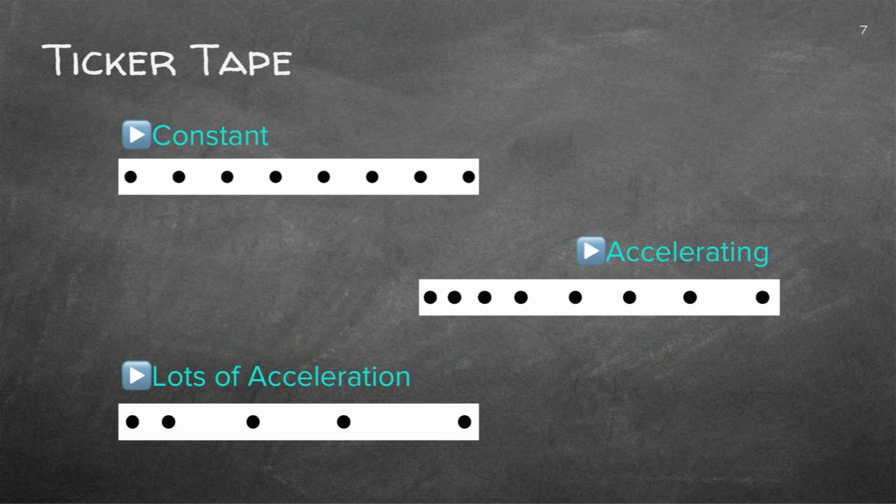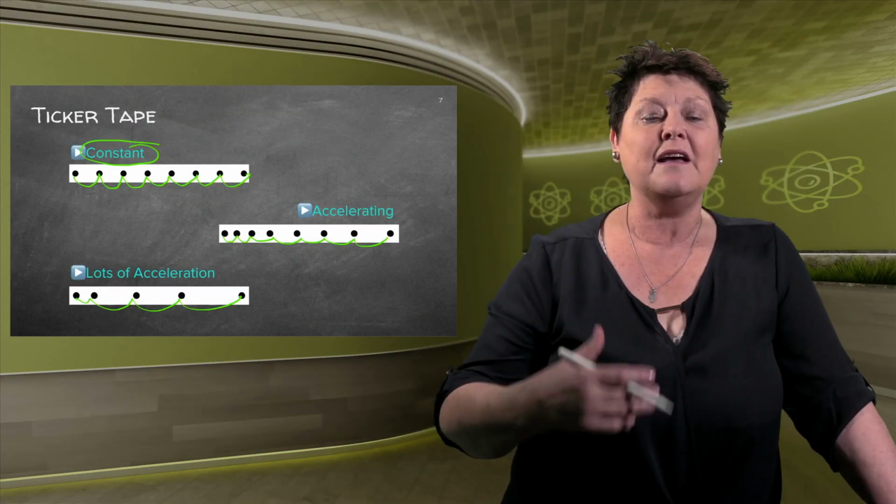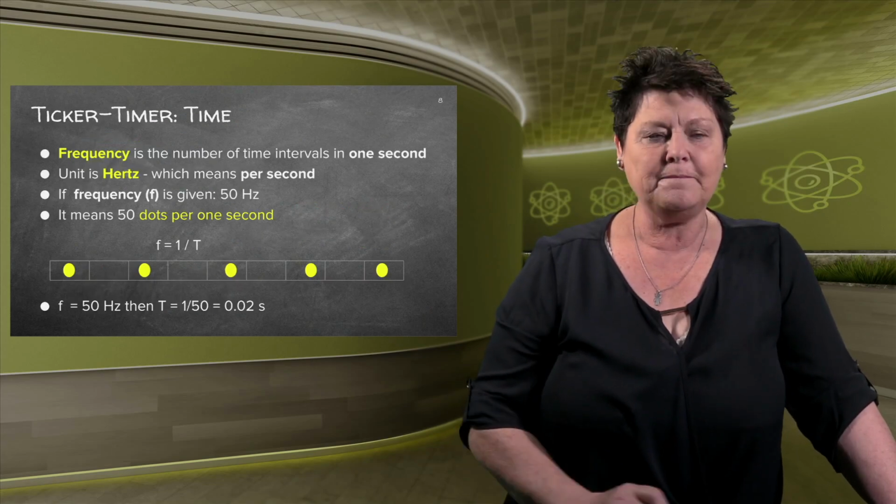I've got 3 ticker tape examples here. Can you see the dots are evenly spread? That indicates that it was at a constant speed. Can you see that this is near and then it gets a little bit further away? So it's actually accelerating. And this one is even further away. So it's much faster. So it's a greater acceleration.